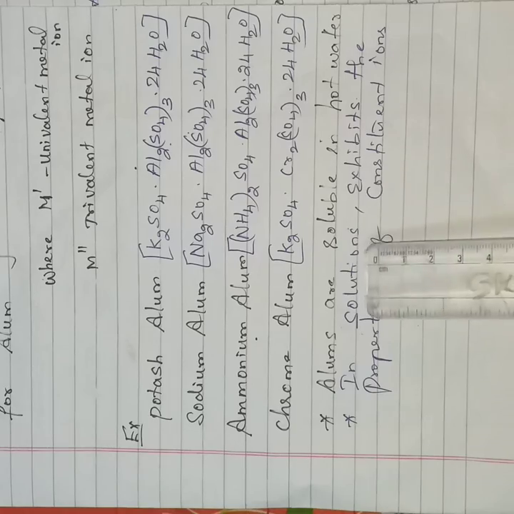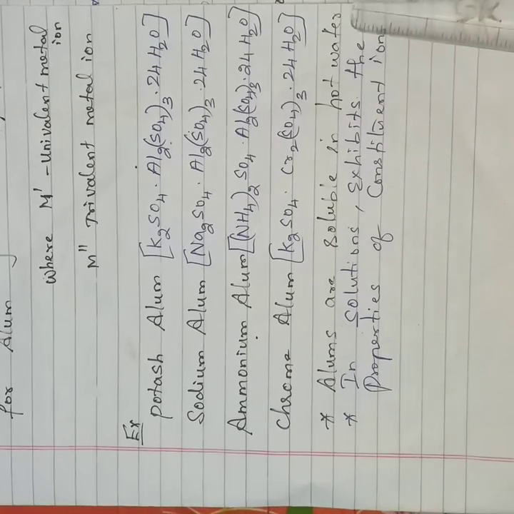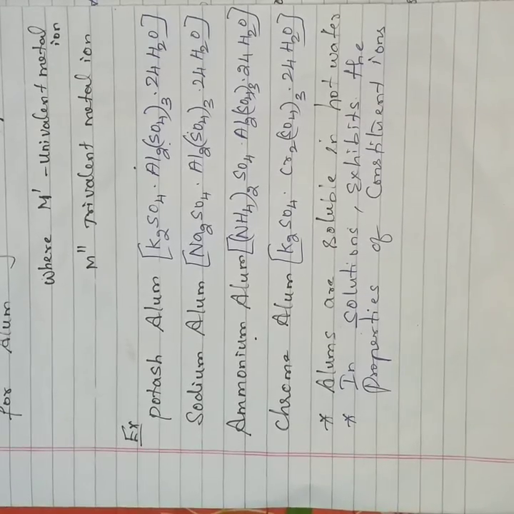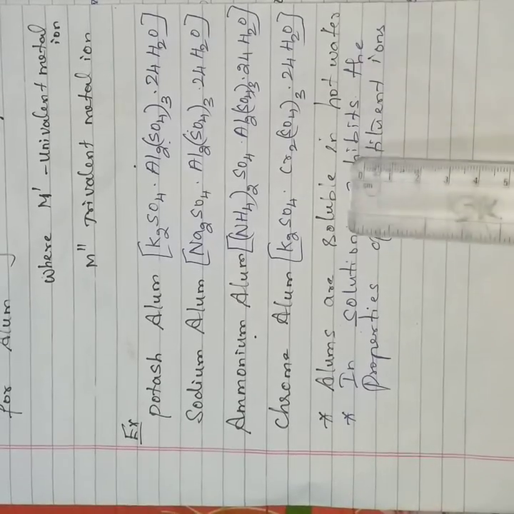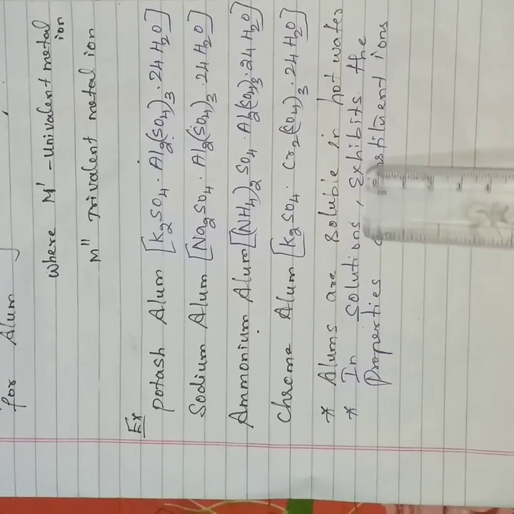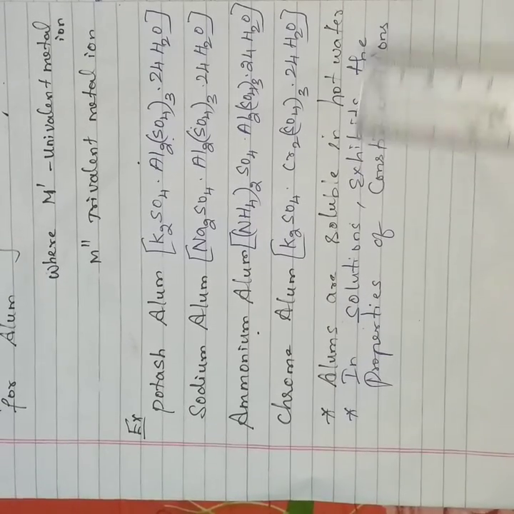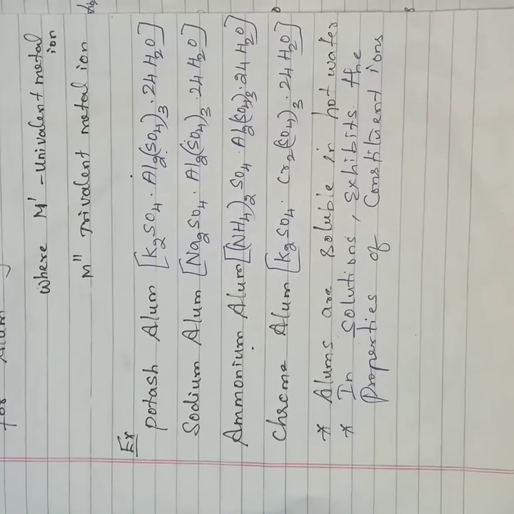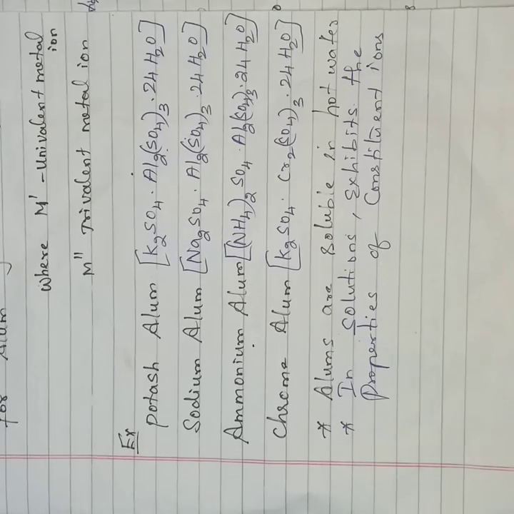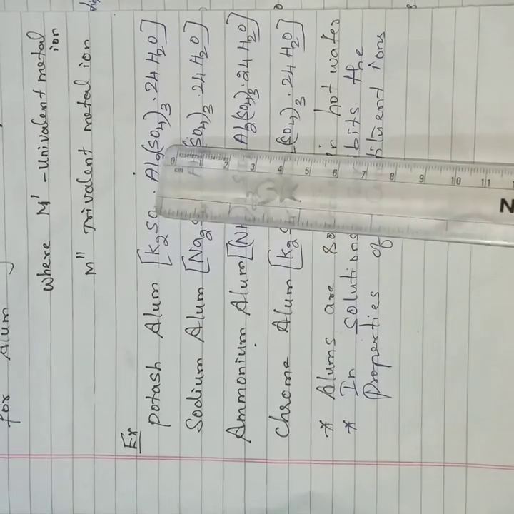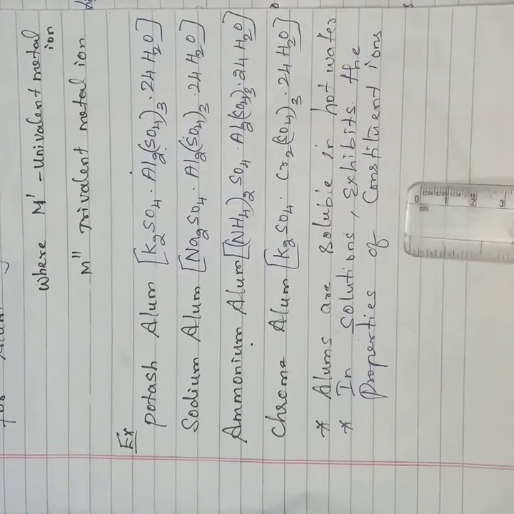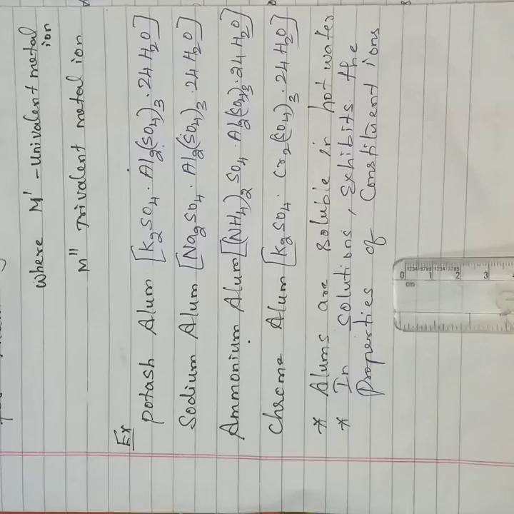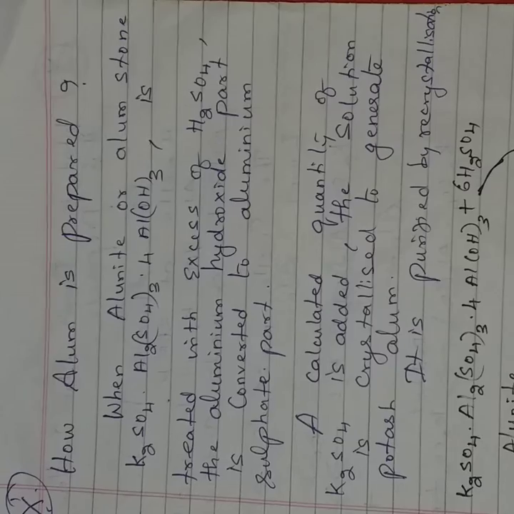Then what are the properties? Alums are soluble in hot water and not in cold water. In normal cold water, alum does not dissolve; only in hot water is it easily soluble. In solution form, after dissolving in hot water, it exhibits the properties of its constituent ions. That means if you test the alum solution for potassium, for aluminium and for sulfate, that is, each individual ion, it will give the test easily.